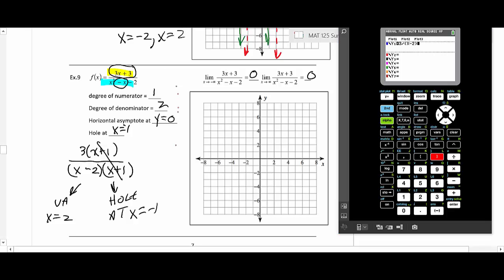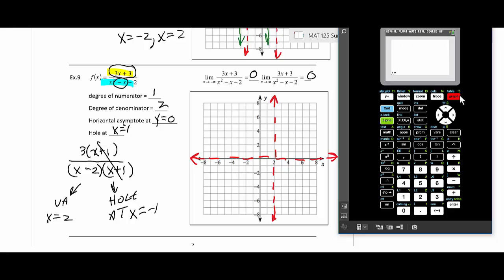And then basically what I'm going to have you do is, we know we have a vertical asymptote at x equals 2. Okay, we have a horizontal asymptote y equals 0. All right, and then I'm going to use the graphing calculator to see what it looks like. So let's just do a sketch on this. It doesn't have to be perfect.